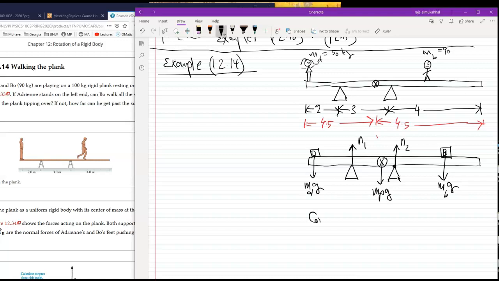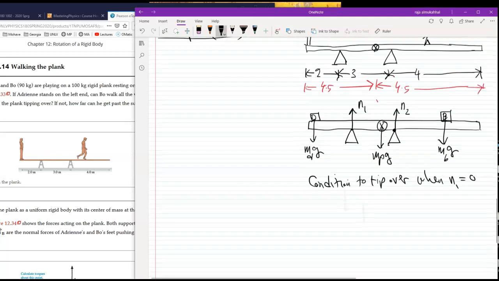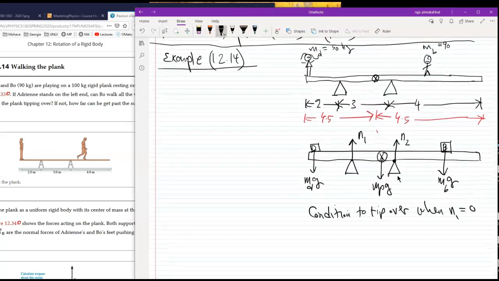So the condition to tip over is when N1 equals 0. See what I'm saying? Okay, so before I go any further, let me write down the sum of the forces. I'll put them here. So the sum of the forces equals 0.